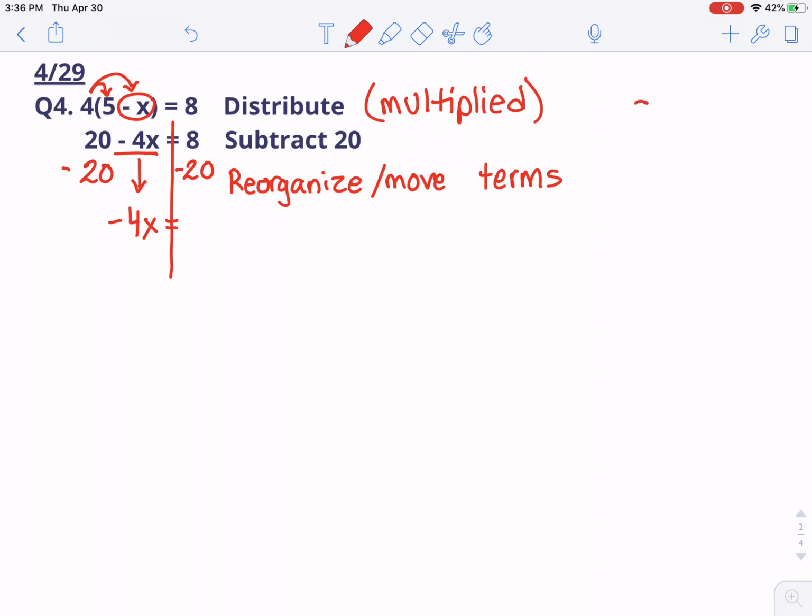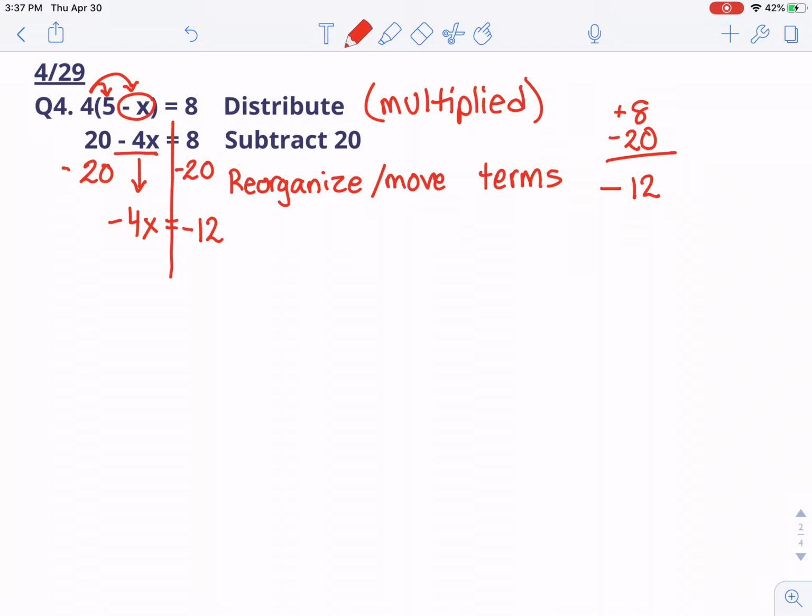And now I know, okay, what is 8 minus 20? If the 8 is positive and the 20 is negative, I know I'm going to find the difference of them and keep the sign of the larger number. 20 is the larger number, so it's going to be a negative. And I have to figure out what's the difference between 8 and 20. So 20 minus 8 is 12.